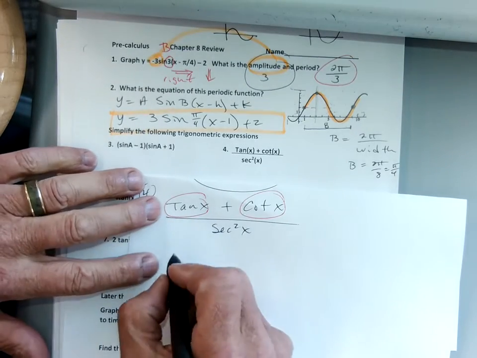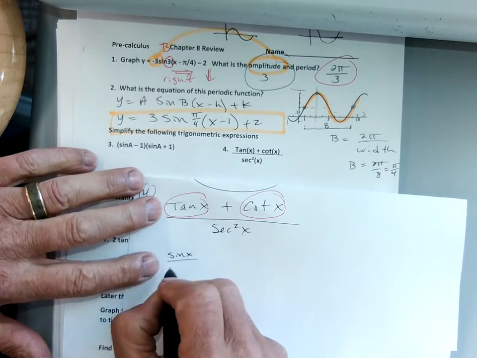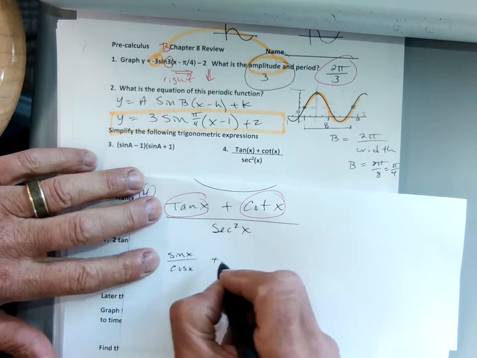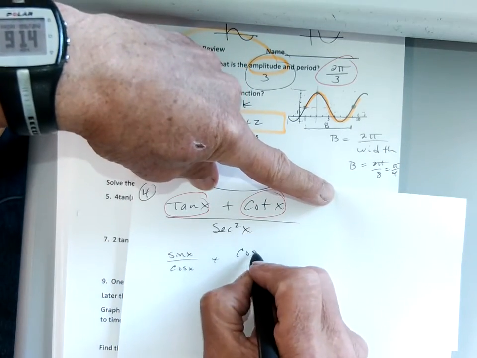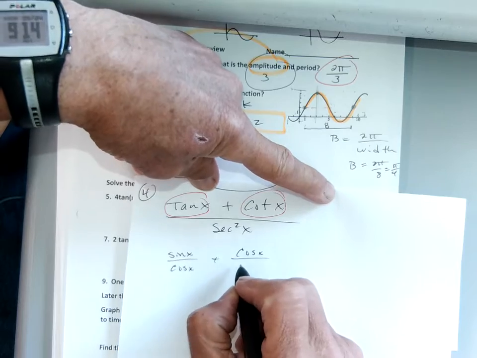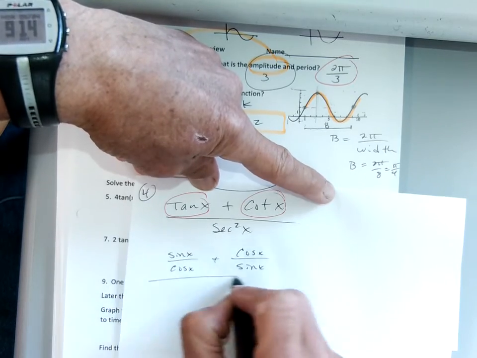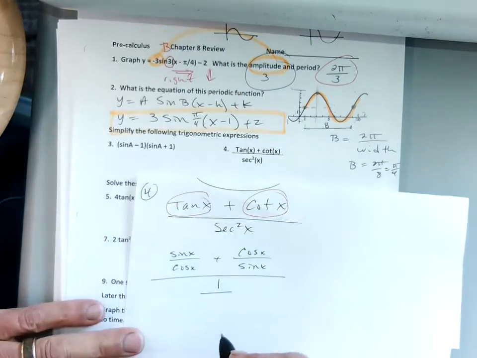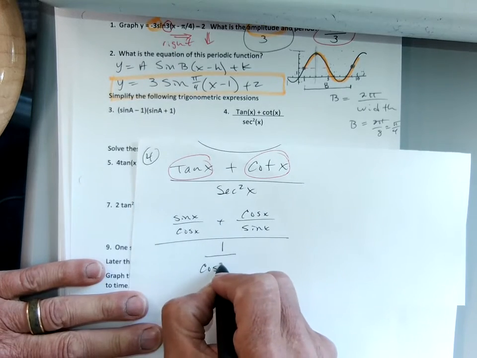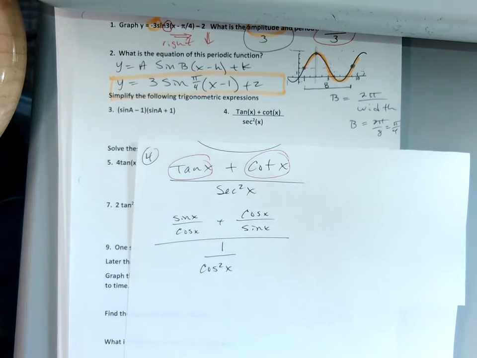So rewrite this as sine of x over cosine of x plus cosine of x over sine of x, all over 1 over cosine squared. Now it looks like it's much worse, right? Looks like I took something that was kind of simple and made it much, much worse. But maybe things will calm down once I do some more math magic.